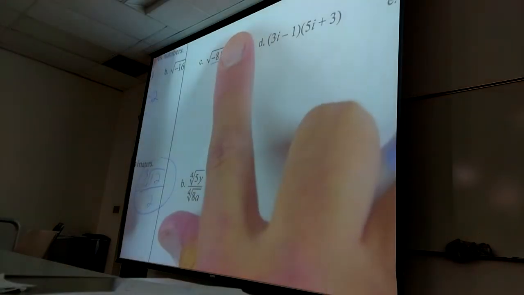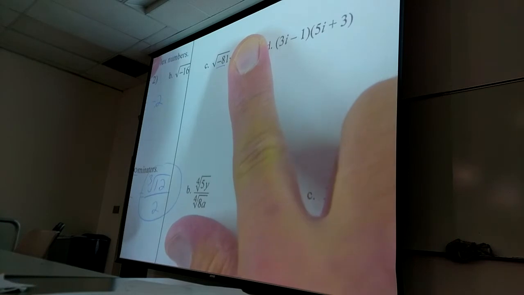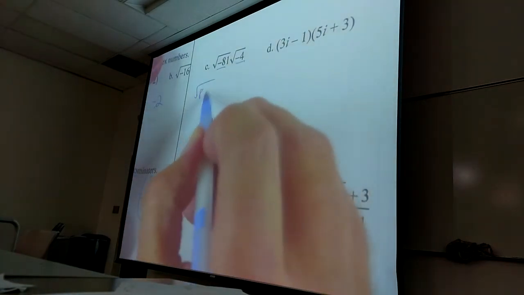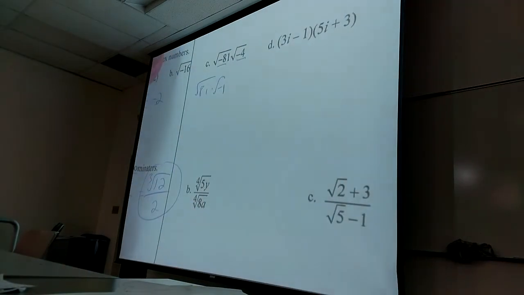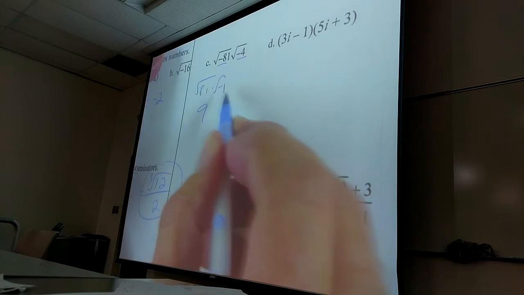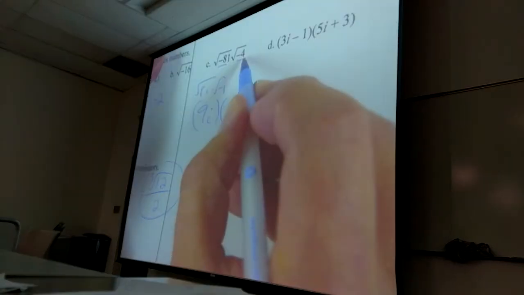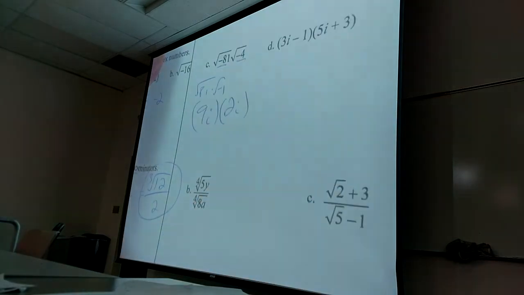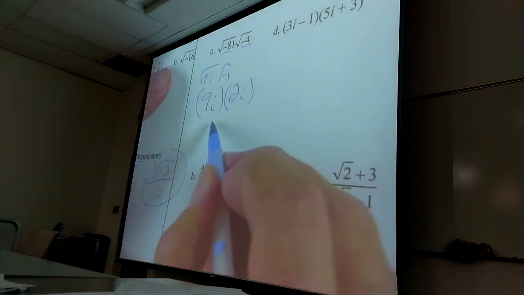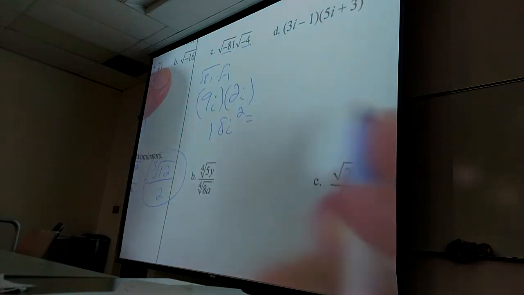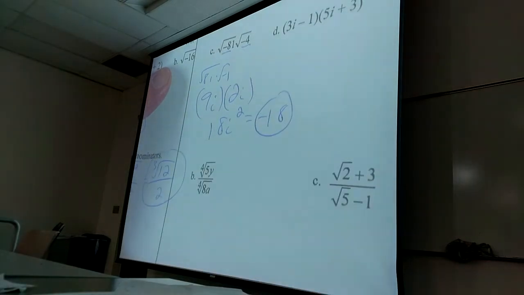What is the square root of negative 81? We can do that now. I can break this up as square root of 81 times square root of negative 1, right? What's square root of 81? 9. What's square root of negative 1? i. What's the square root of negative 4 then? 2i. And what's 9i times 2i? 18i squared. And what's i squared? Negative 1.